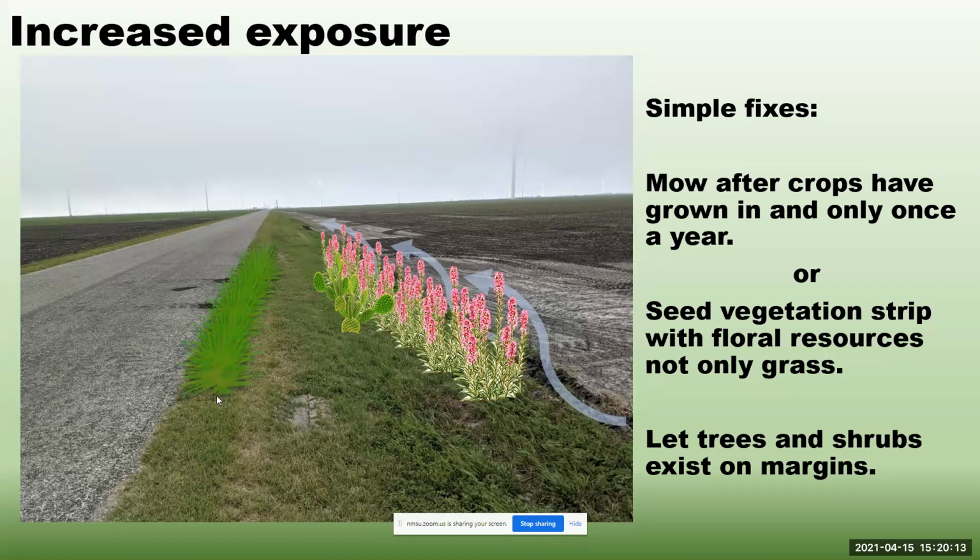We can also seed the vegetation strips in the corners of our agricultural fields with floral resources and try and avoid any pesticide application in those areas. Furthermore, we can let trees and shrubs grow around the margins. That will, again, reduce wind speeds, allow for more nesting sites, and provide forage and shelter for our bees, increasing the pollination services that they are providing for free for our crops.